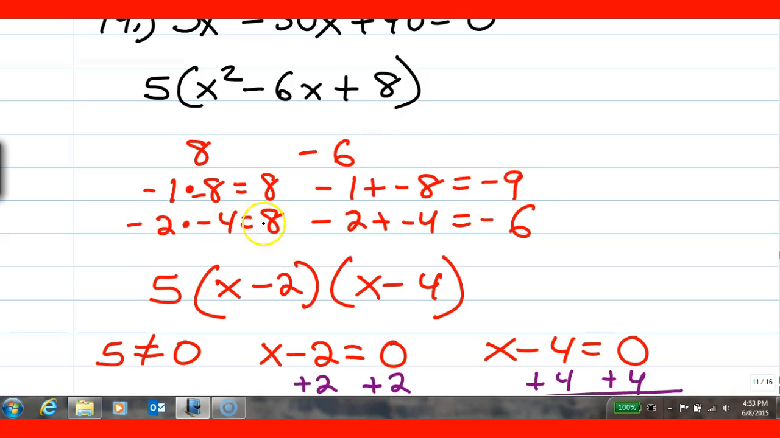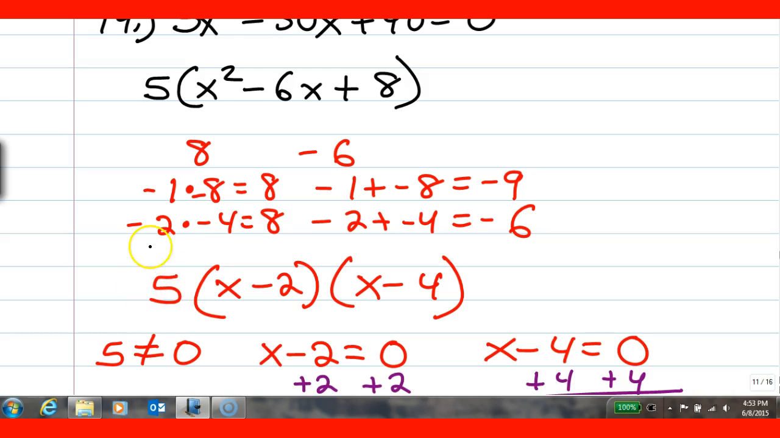So I move on to the next pair of factors that will get me to an 8. So a negative 2 times a negative 4, that makes a positive 8. A negative 2 plus a negative 4, that makes a negative 6. So that one works. So I'm going to come down here.